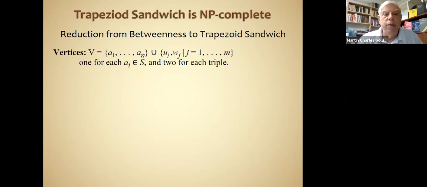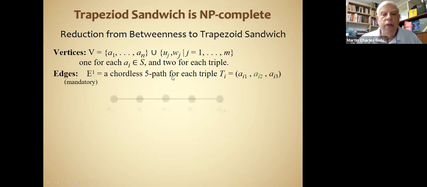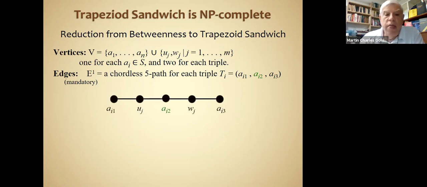The vertices will be my elements of S, A1 through AN, union with pairs of new vertices, two for each triplet, UJ and WJ for every triplet. And the edges will be as follows. The mandatory edges will be this chordless path. So for the triplet AI1, I2, I3, I'll have those three elements given in the order in which they occur in the triplet. And between them, I have my auxiliary vertices UJ and WJ for that triplet.